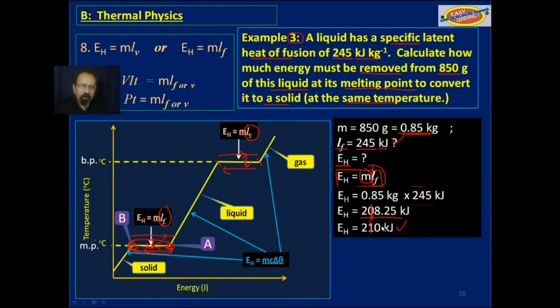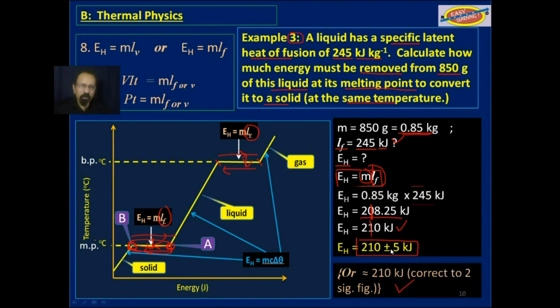But just to be sure, since we are rounding off at the tens position, we take half of that position, which will be 5, and we can better state our answer as 210 plus or minus 5 kilojoules. That is the amount of energy we need to remove from the liquid to make it a solid. This is also correct, but we will use that format for CSEC.